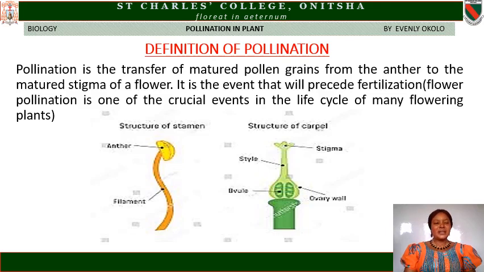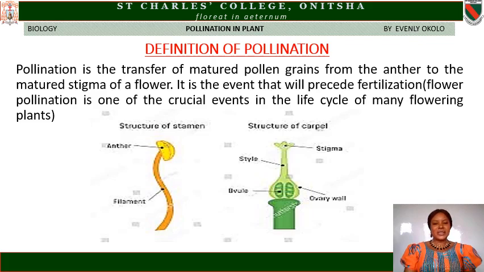What then is pollination? Pollination is the transfer of mature pollen grains from the anther to the mature stigma of a flower. It is the event that will precede fertilization. Flower pollination is one of the crucial events in the life cycle of many flowering plants.